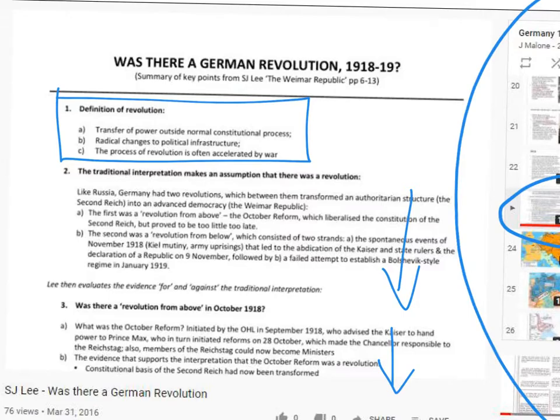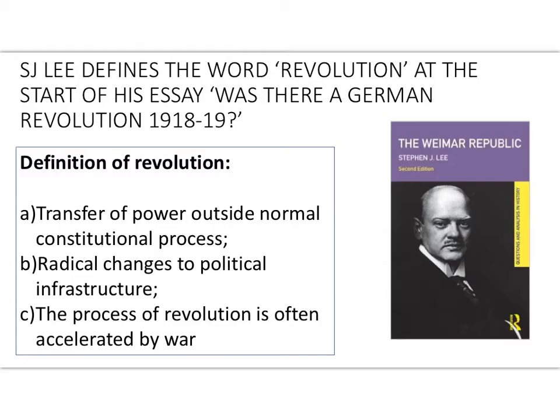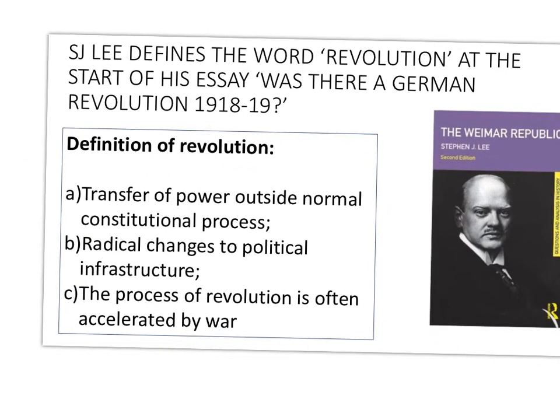Stephen J. Lee is the main thing. So there is Stephen J. Lee's definition of revolution, and this is why it's got to be quite refined. You can't approach A-level with a simplistic definition of revolution that you might get at GCSE. You've got to have a pretty refined one, and Stephen J. Lee is a useful starting point for you.